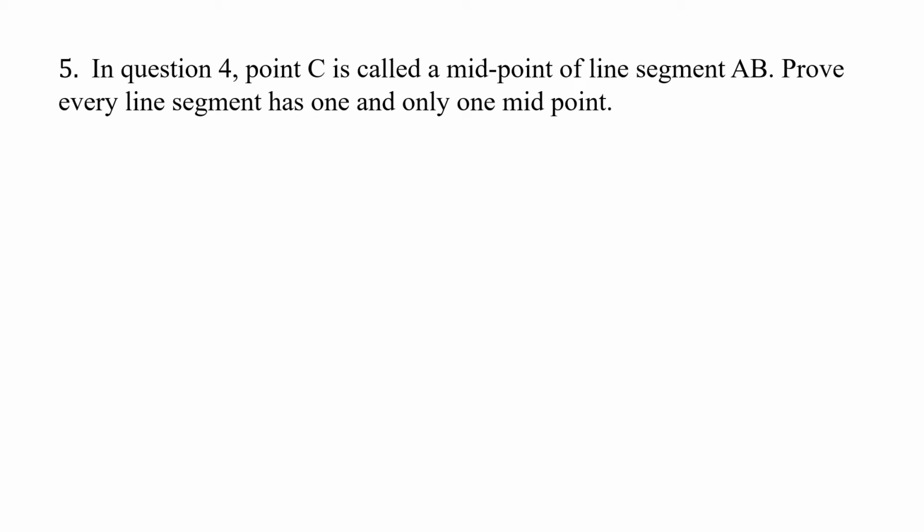Midpoint means a point which lies exactly in the middle. So C lies exactly in the middle of A and B, which means the distance of C from A and the distance of C from B are equal, hence it is the midpoint. Now what are we to prove? We have to prove every line segment has one and only one midpoint. Means one line segment cannot have more than one midpoint.